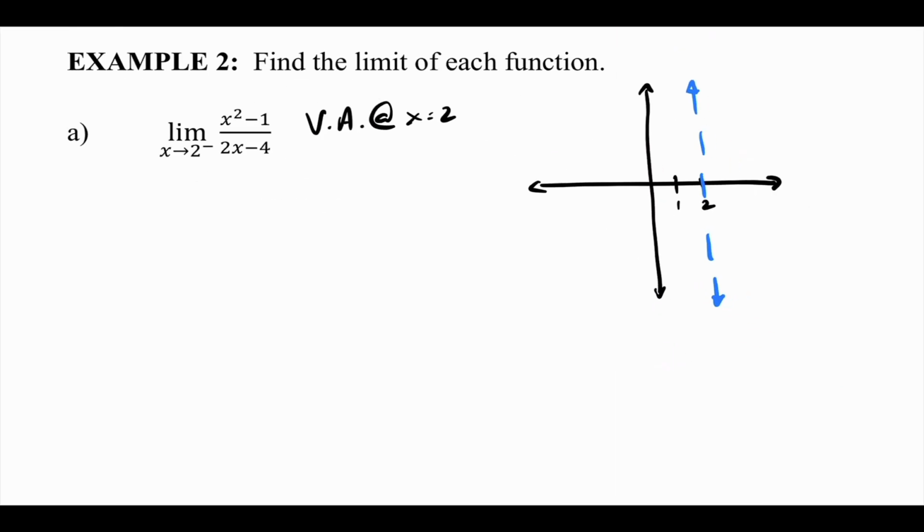So the negative side means the left side. So we're coming in like this. We can't cross. I can either go up or I can go down. So we have to figure out which option it is, option A or option B.